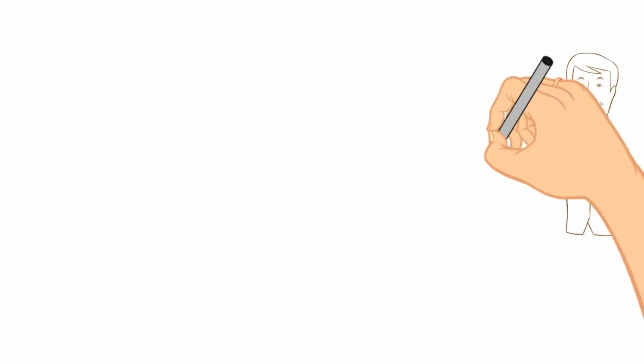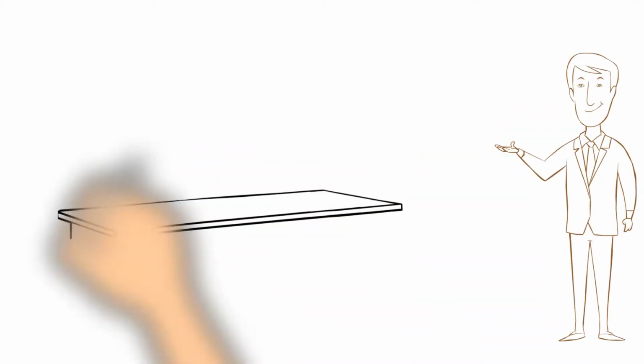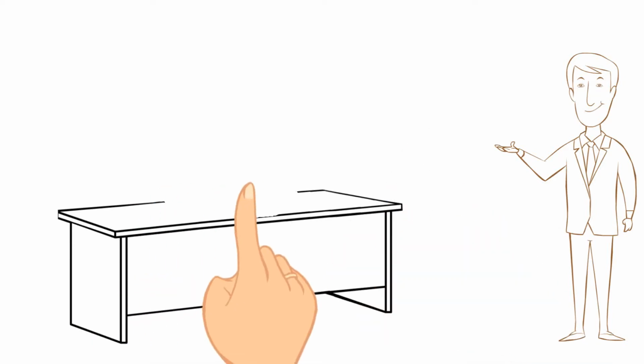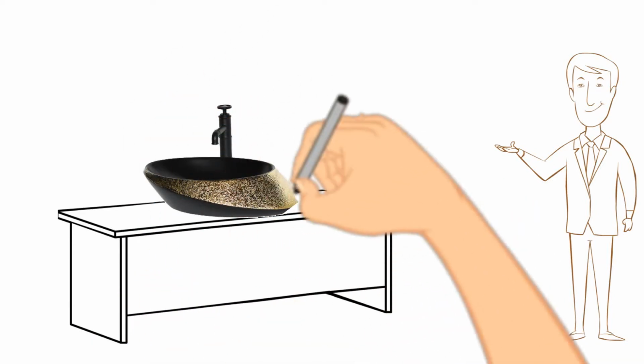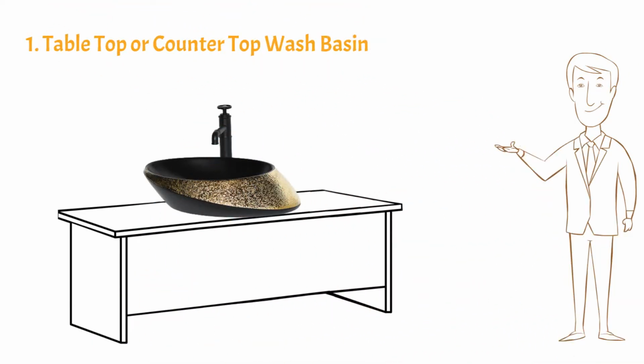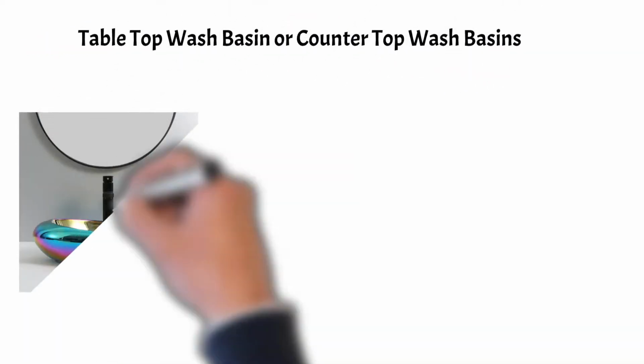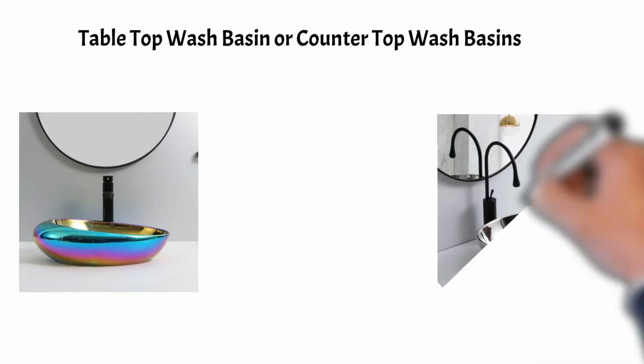Number 1 is tabletop or countertop wash basins, which have to be placed on a table or counter. The best thing about this type of basin is that we have a wide variety of designs in tabletop wash basins, which gives a luxury look.